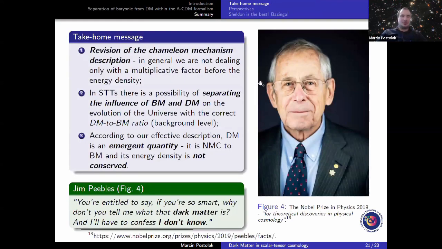Okay, so what are the conclusions of my talk? First of all, from our formalism, we could think about a revision of the chameleon mechanism, because in general, we are not dealing only with a multiplicative factor before the energy density, but we must also rearrange the scalar dependence in rho. Secondly, in scalar-tensor theories, there is a possibility of separating the influence of baryonic and dark matter in the evolution of the universe, at least at the background level, of course. And according to our effective description, in such a case, dark matter is just an emergent quantity. It is non-minimally coupled to baryonic matter, and its energy density is not conserved.